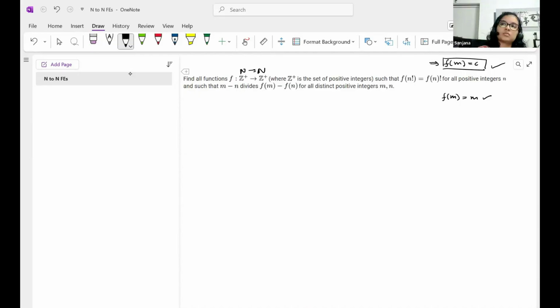Constant. Okay, if f was a constant, then you'd have f of... I mean, constant could still work. If it was a constant, then it had to be c equals c factorial, which implies c is 1 or 2. So all f equal to 1 or all f equal to 2 would also work.